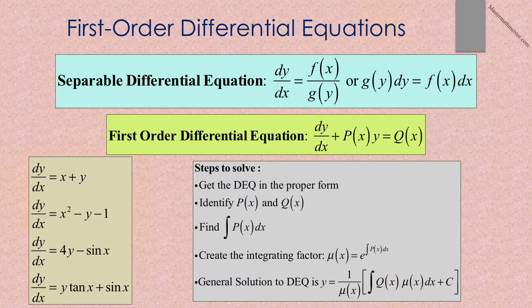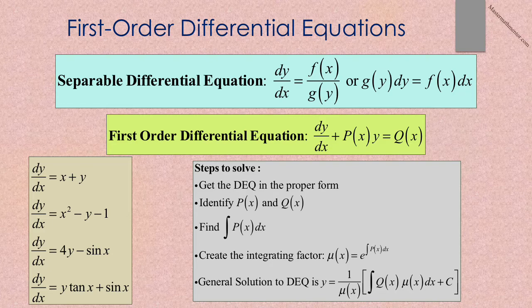Here are the steps to solve a first order differential equation. First, we need to get the DEQ in the proper form. The four examples shown at the left are not in that form, but it is certainly easy enough to put it in the correct form. We then need to identify our p of x and our q of x. We then integrate p of x dx, and then create what is called the integrating factor, mu of x, which is equal to e to the integral of p of x dx.